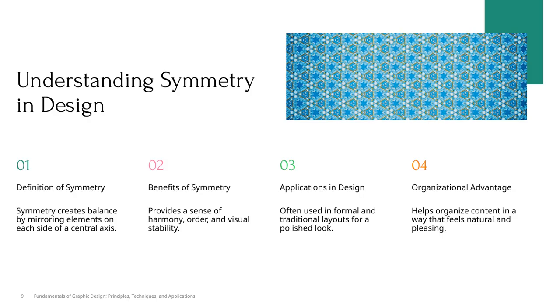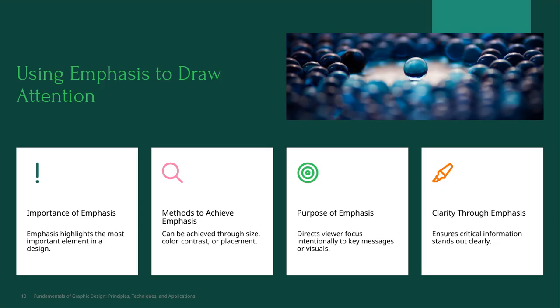From an organizational perspective, symmetry is incredibly useful because it helps organize content in a way that feels natural and intuitive. When elements are balanced, viewers can easily process and navigate the information presented. Overall, understanding and applying symmetry allows us to craft designs that are not only aesthetically pleasing, but also effective in communicating structure and order.